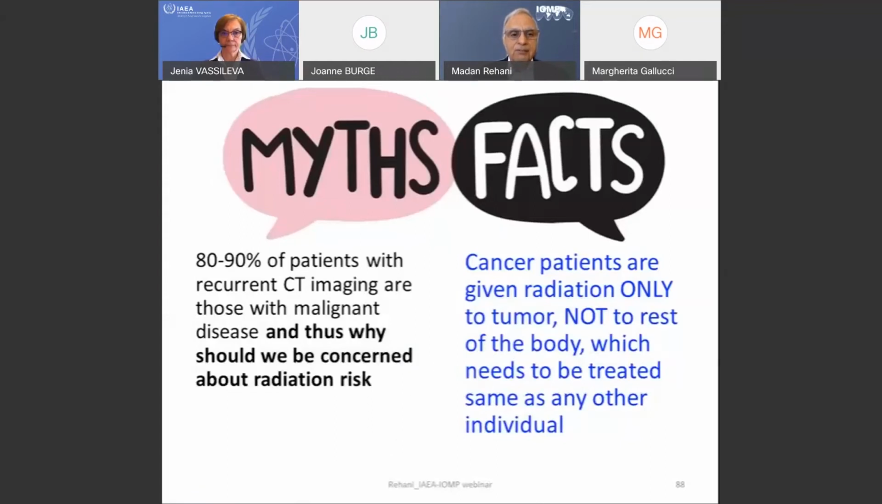One fact and one myth I want to dispel. Every time I find our colleagues saying, oh, these patients are having malignancy. So 80 to 90% of the patients who undergo recurrent imaging, this is fact, 80 to 90% of these patients in our study also had malignant disease. But this is a myth, that why should we be concerned about radiation risk? So that is where the myth is. The fact is, cancer patients are given radiation only to the tumor, not to the rest of the body. For the rest of the body, the person needs to be treated the same way as any other person. So this is just a fact.